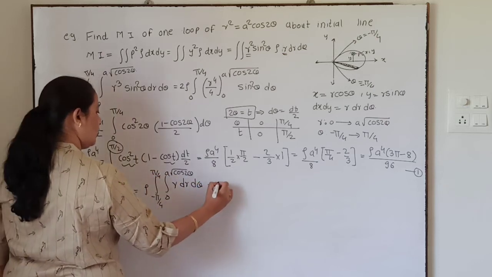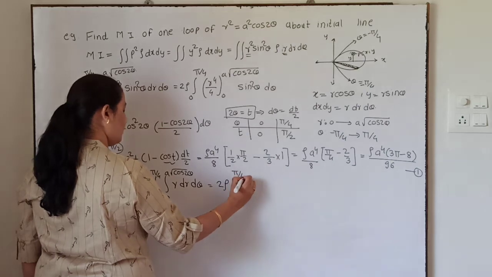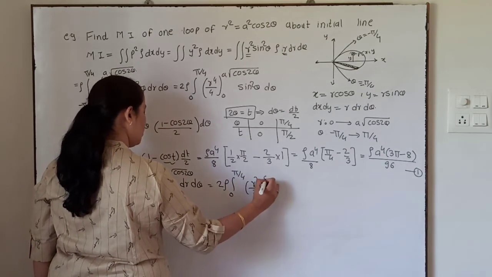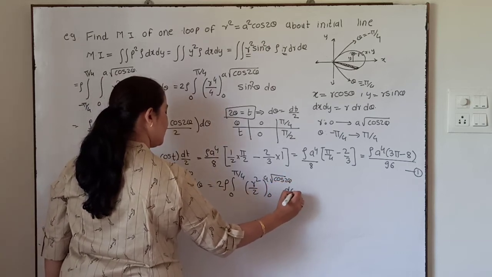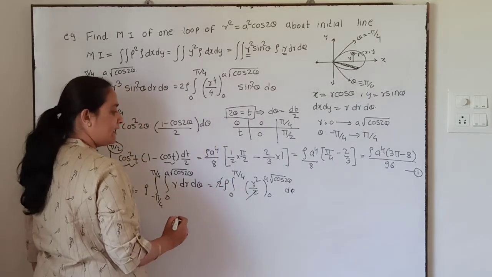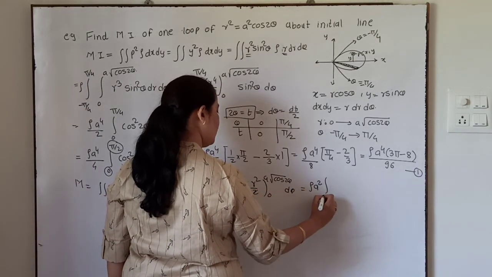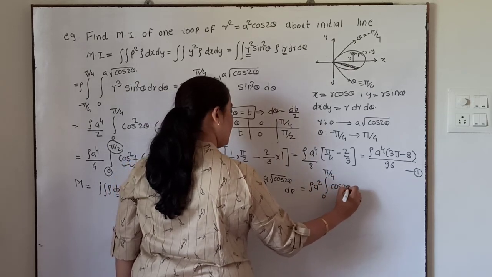So you have 2 rho integration from 0 to pi by 4. Integral of r is r square upon 2, limits from 0 to a under root of cos 2 theta d theta. This 2 and this 2 will get cancelled. So you have rho a square integration from 0 to pi by 4 cos 2 theta d theta.